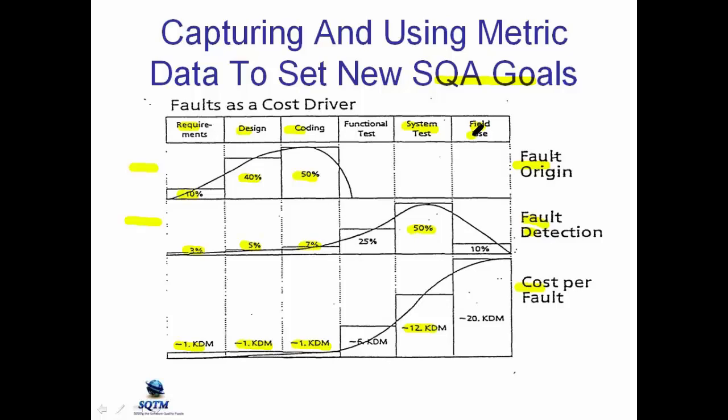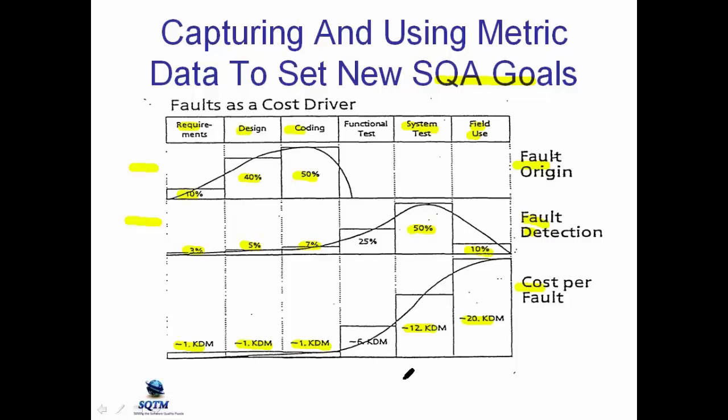Now let's go to the field use, which is operations. Siemens found that throughout the life of the application, 10% of all the faults were found in the field use, in operations. And data shows that if you find a fault in the field, in operations, it costs 20,000 Deutschmarks. So here you're finding it costs 20,000 Deutschmarks a pop, and in the system test it costs 12,000. The whole trend in modern programming practices is how do we structure our process so that we can spend more effort in the earlier phases where it's cheaper to find and fix errors.